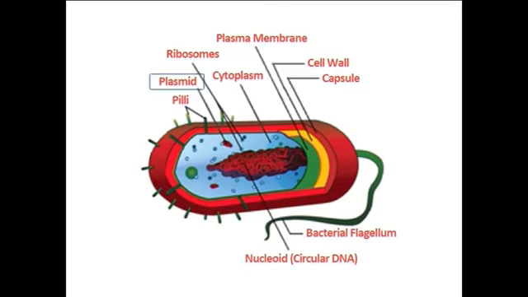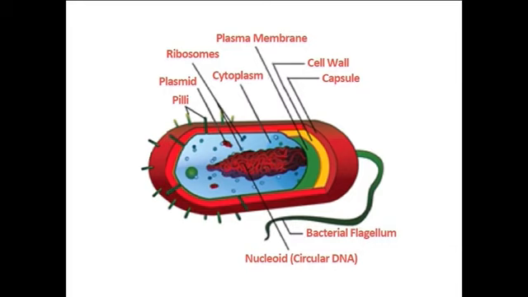The next are the plasmids. Prokaryotic cells may also contain small circular double-stranded extrachromosomal DNA molecules called plasmids. Plasmids are generally many in number per cell and often carry genes that confer advantageous traits such as antibiotic resistance.